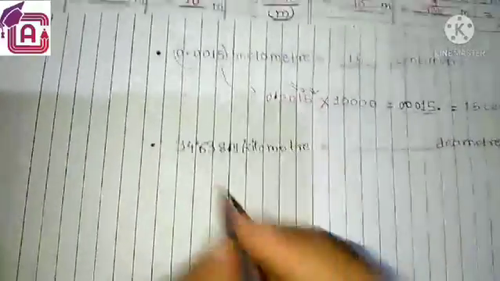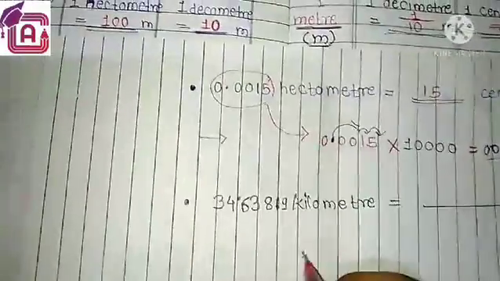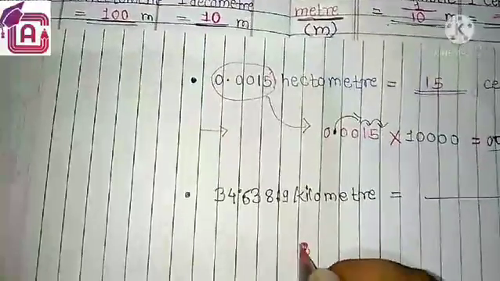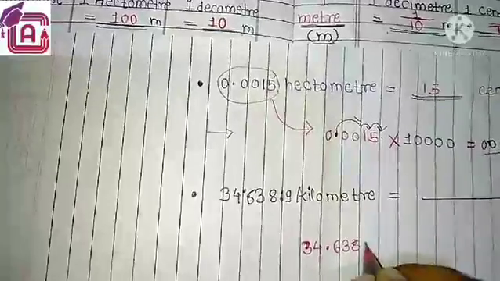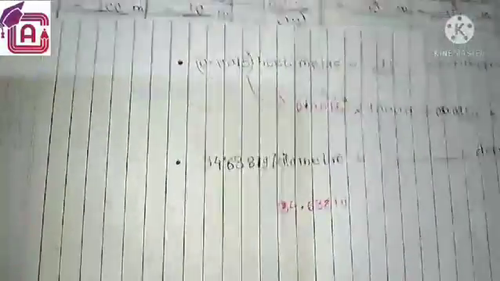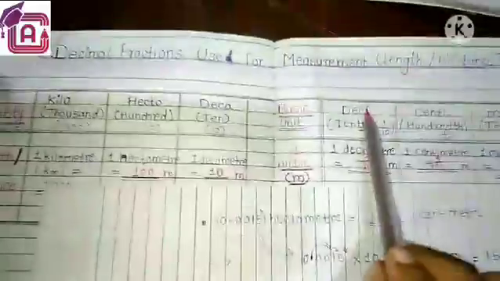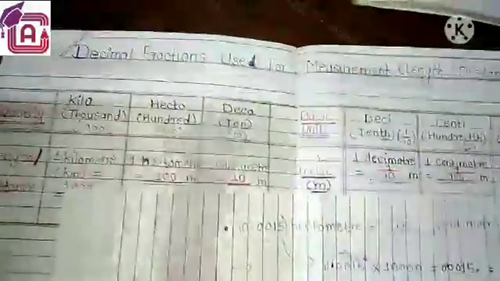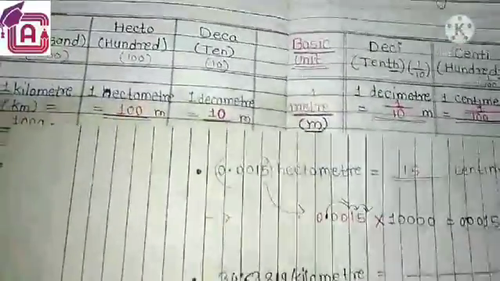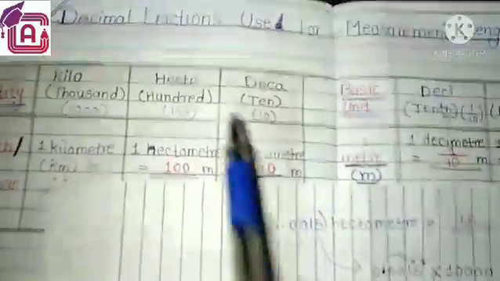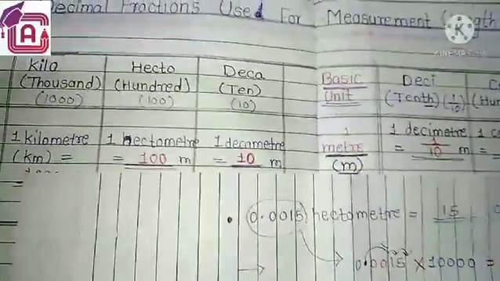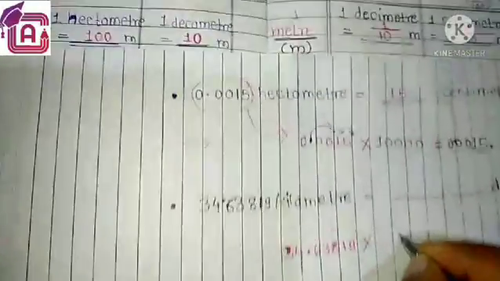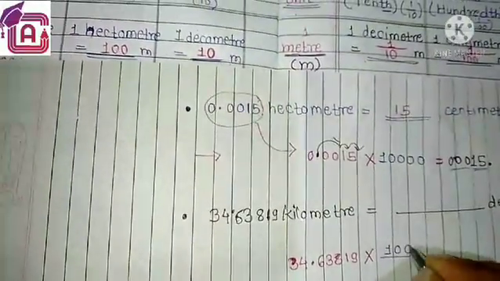So obviously first writing our given number, that is 34.63819. Then kilo to deci. Kilo to deci means we are going from left to right, bigger to smaller. So performing multiplication. And by which number are we multiplying here? Count down the places. After the kilo, 1, 2, 3 and 4th. At the 4th place deci is present. So how many zeros do we have to put here? On a 1, 4. 1, 2, 3, 4.